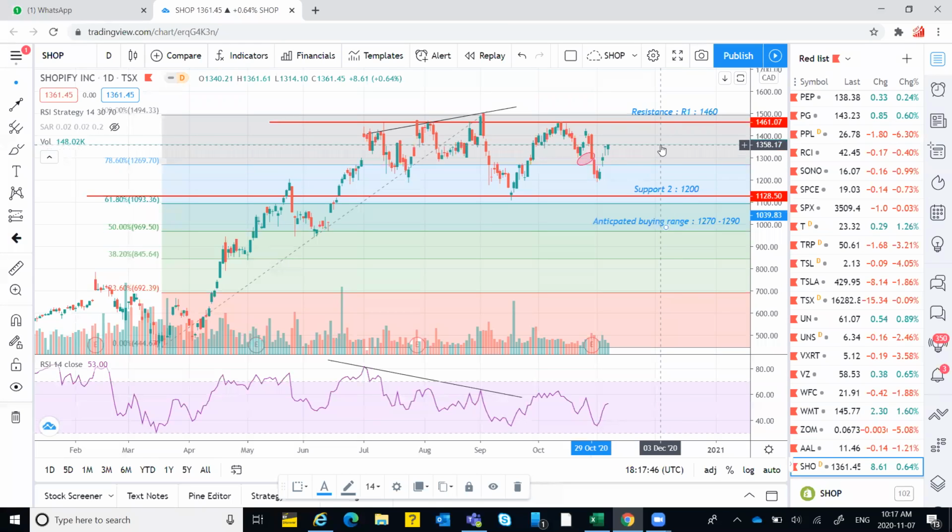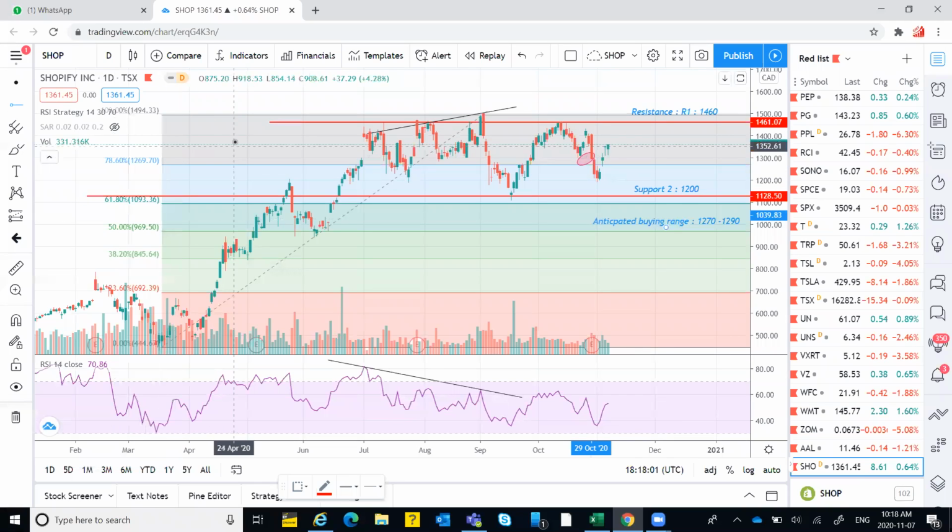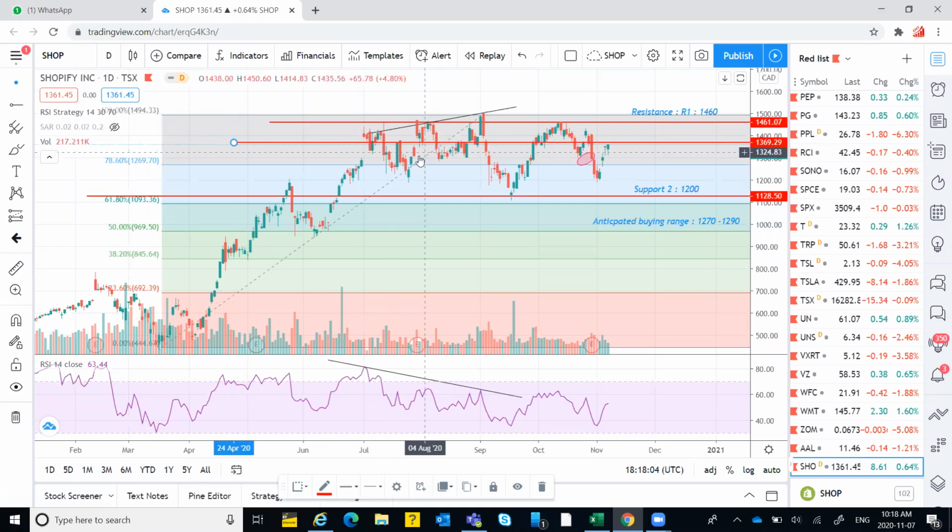Currently it is at 1350. The eventual target for this stock is 1460, but this 1350 level is also very crucial. Every time the stock hits these levels, it shows a little bit of resistance before it moves up. See these levels, 1, 2, 3, 4. In this area, it was sort of range bound for almost 1.5 weeks. So that was a range bound area.